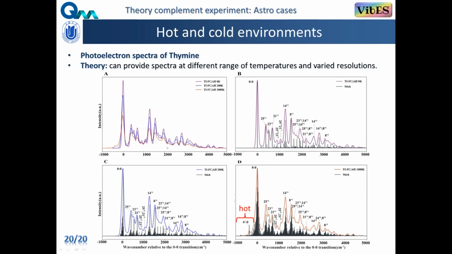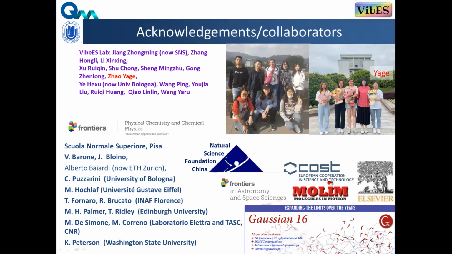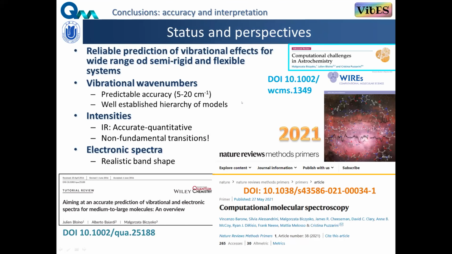To conclude, we have tools which allow reliable predictions of vibrational effects for a wide range of rather small but semi-rigid and flexible systems, with predictable accuracy of wavenumbers and a well-established hierarchy of models. As for intensities, we can have accurate quantitative infrared intensities, and most importantly, also non-fundamental transitions. And for electronic spectra, we can obtain the realistic band shape.